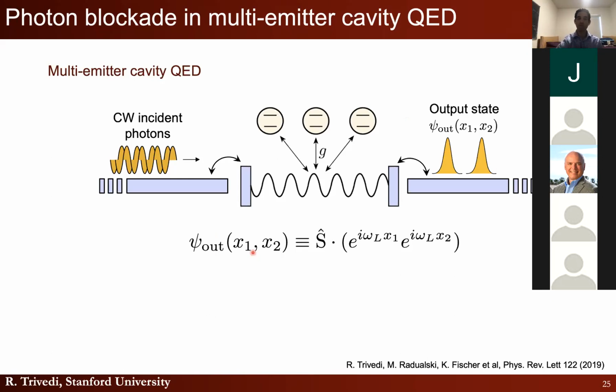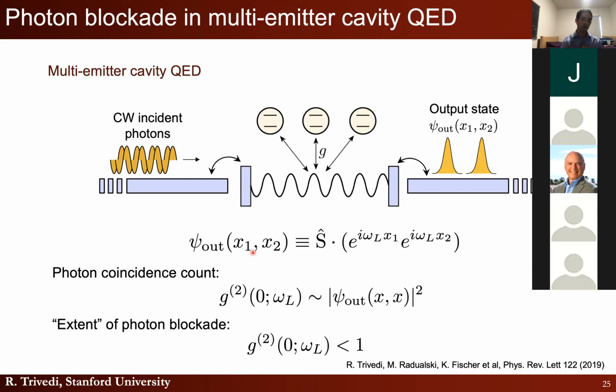And while you could calculate this 2-photon state, which is described, of course, by a function of 2 variables, the positions of the 2 photons, what is of interest in experiments is this photon coincidence count, which really is the value of this 2-photon state evaluated at the same position. So the question you're asking here is, are the 2 photons transmitted at the same time, or are they transmitted with a delay?